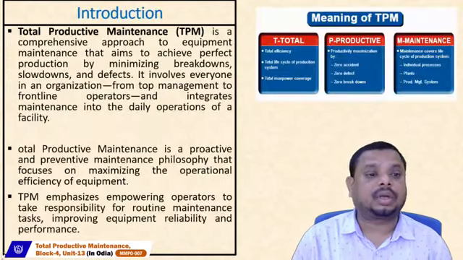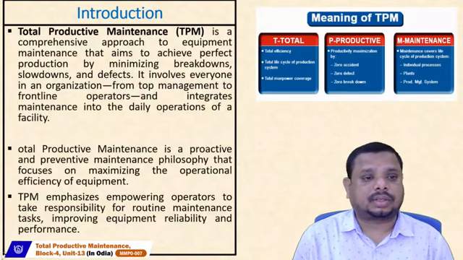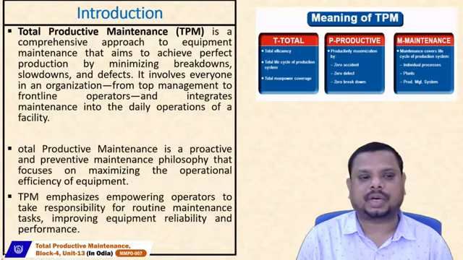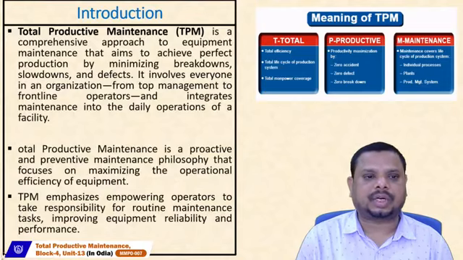Moving to next one. So let's understand the basic overview of total productive maintenance. If you go to point number 1, it is the comprehensive approach to equipment maintenance that aims to achieve perfect production by minimizing the breakdowns, slowdowns and minimization of defects. And total productive maintenance involves everyone in the organization from the top management to frontline operators and integrates the maintenance into daily operation of facilities.